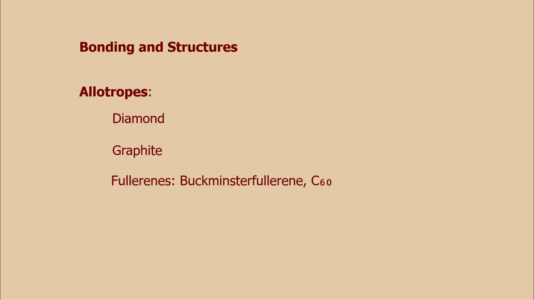Example, Buckminsterfullerene, C60. Exam tip for this section: be ready to compare the properties of diamond and graphite. For example, diamond is hard and doesn't conduct electricity. And graphite is soft, slippery, and conducts electricity due to delocalized electrons.